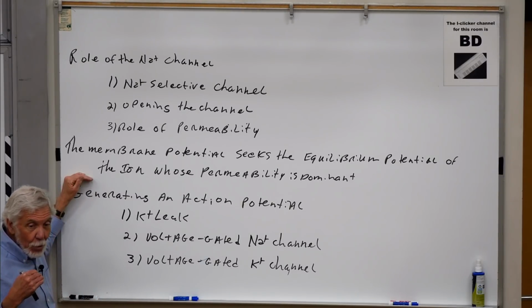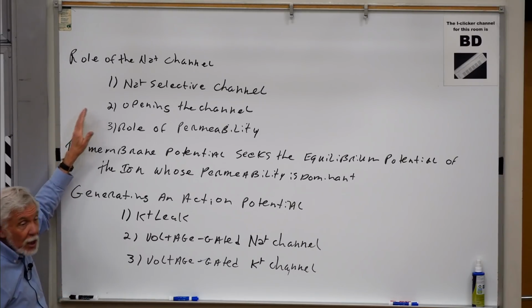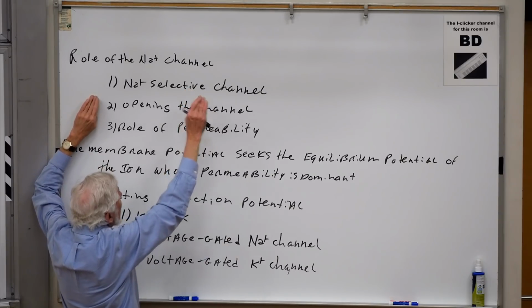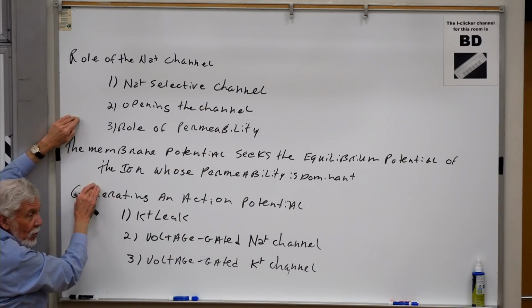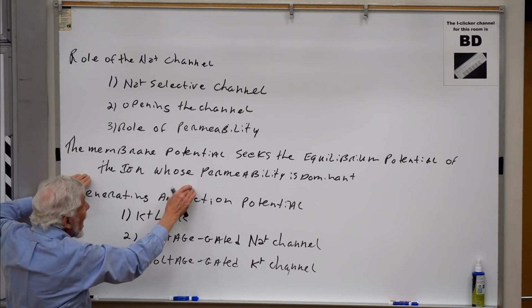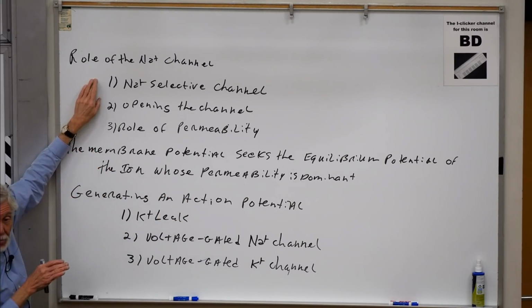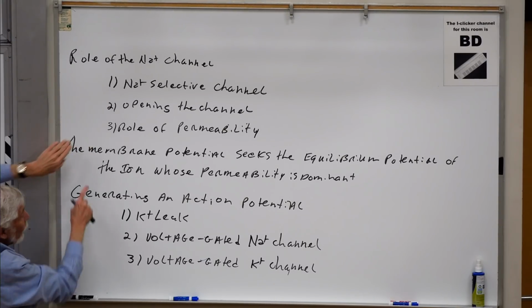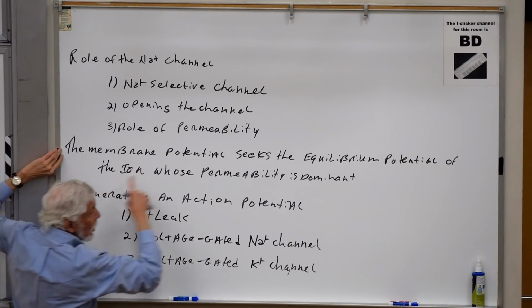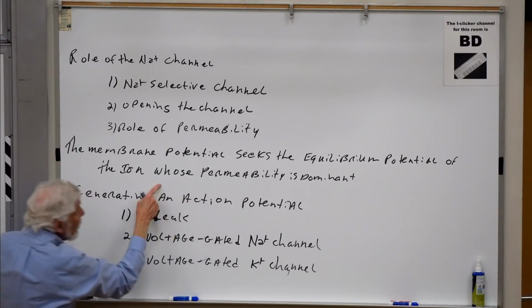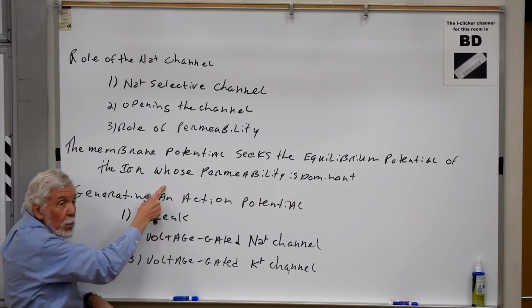because that's the dominant permeability. But now if we magically think about how we can switch things and suddenly open up 1,000 times more sodium selective channels than we have potassium selective channels, then the permeability immediately switches from being predominantly potassium to being predominantly sodium. So now we have switched the permeability, and if we follow the mantra, the membrane potential seeks the equilibrium potential for the ion whose permeability is dominant. Now the membrane potential is going to go up to the equilibrium potential for sodium.